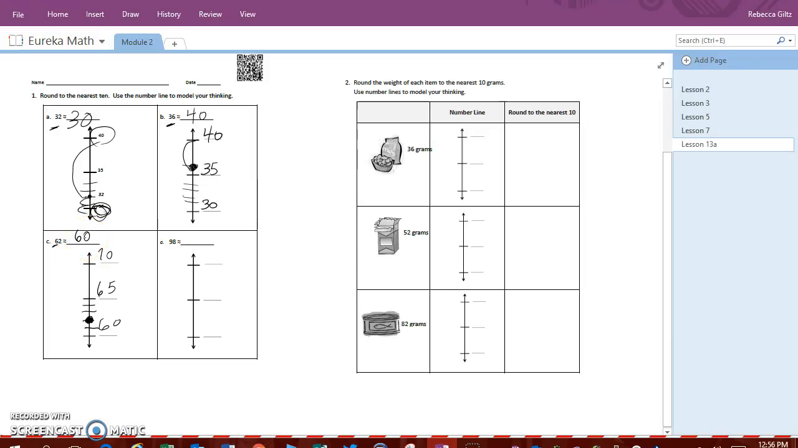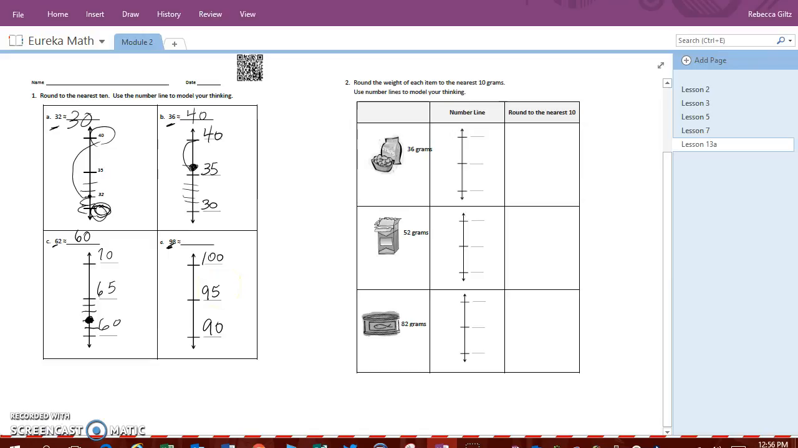Finally, on this side, letter D, 98. So we look at our tens place. We have 9 tens. So 90 is our bottom spot. What would be 10 more than 90? 100. What's halfway between 90 and 100? 95.